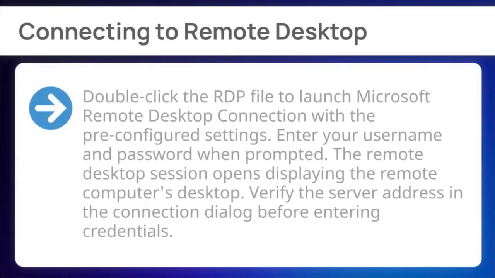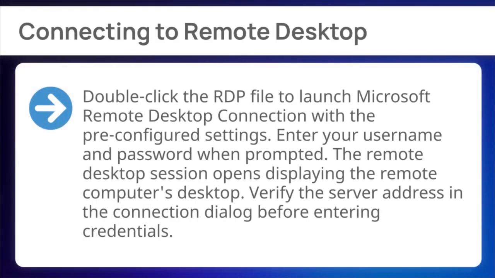First, connecting to remote desktop. Double-click the RDP file to launch Microsoft Remote Desktop Connection with the pre-configured settings. Enter your username and password when prompted. The remote desktop session opens, displaying the remote computer's desktop. Verify the server address in the connection dialog before entering credentials.